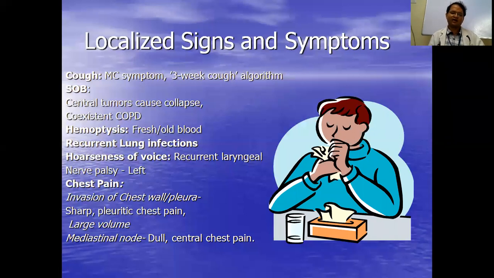Chest pain. Chest pain occurs if there is invasion of the peripheral parts of the thorax, like the chest wall or pleura. This leads to sharp, stabbing, pleuritic, localized chest pain. And if the tumor is involving the mediastinum with a large-volume mediastinal node, that leads to a dull central chest pain.